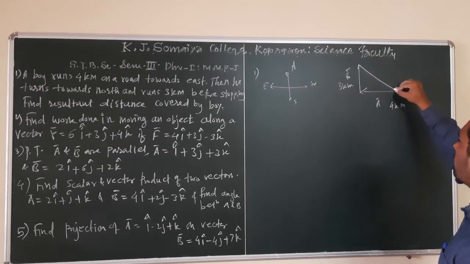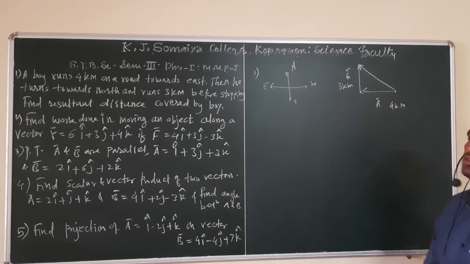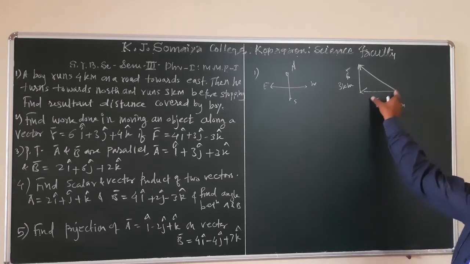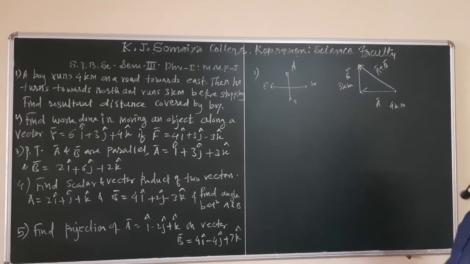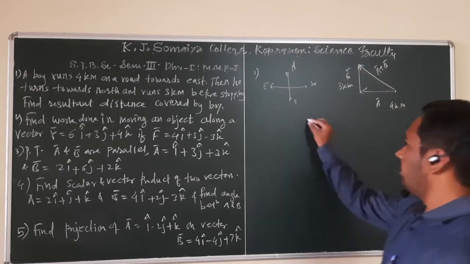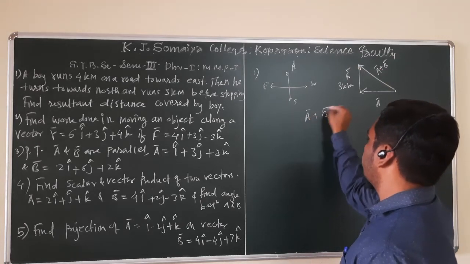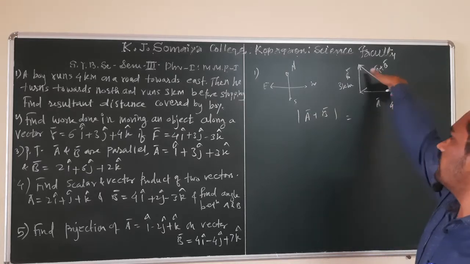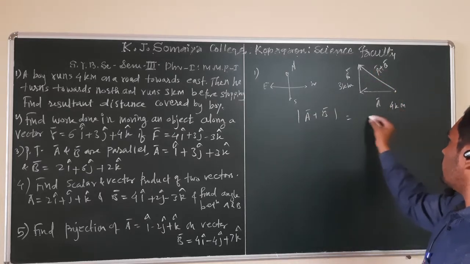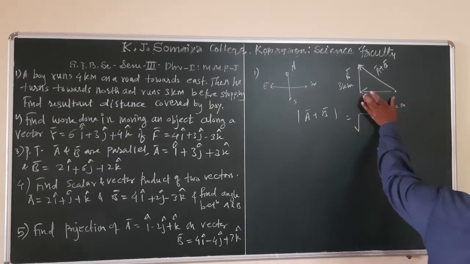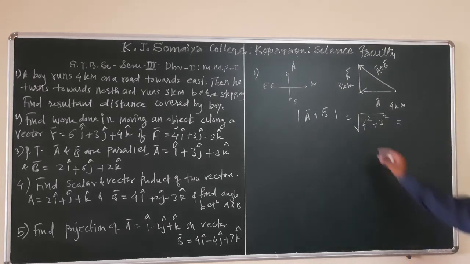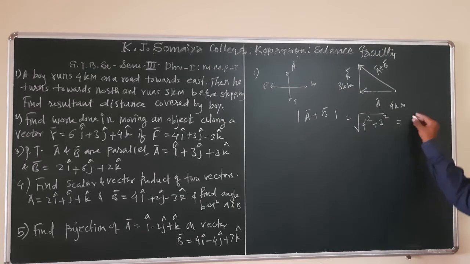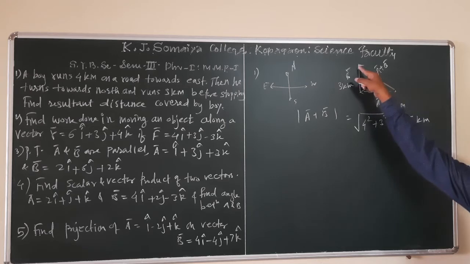So by the law of vector addition, we can draw the resultant of these two vectors. This vector is along the x-axis, this vector is along the y-axis. So the resultant is like this, vector A plus B. The magnitude of vector A plus B, which is the length of this vector, is nothing but the square root of 4 square plus 3 square. So 16 plus 9, 25. So 5 kilometers. So from the initial position, the boy will be 5 kilometers away.